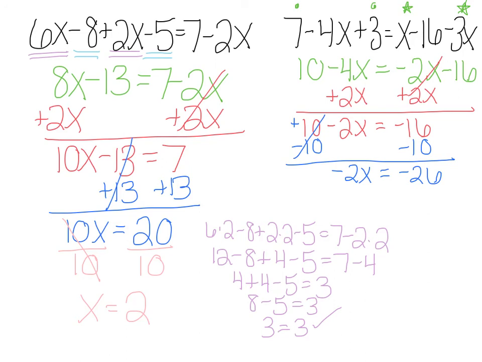My last step is going to be to divide both sides by negative 2 because we're trying to get x by itself. These are going to cancel out, and x is going to equal positive 13 because remember, a negative divided by a negative is a positive.